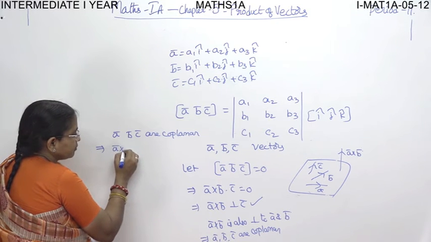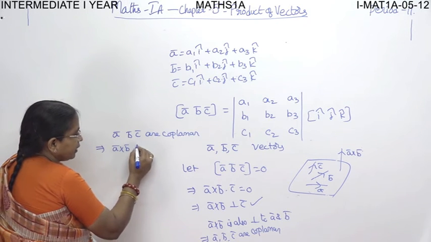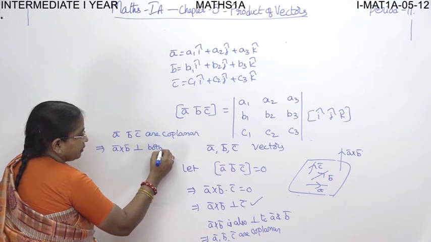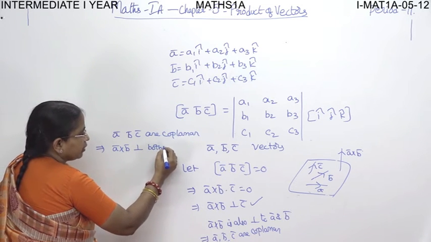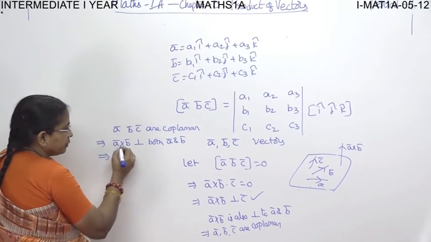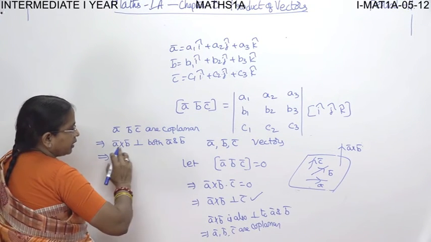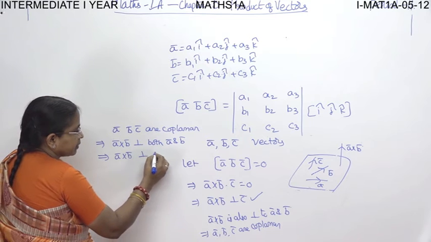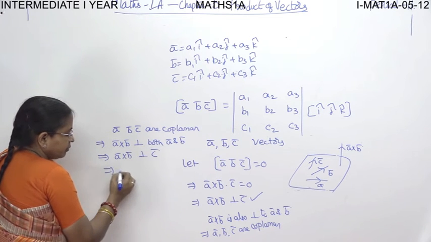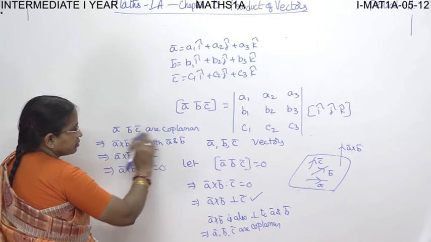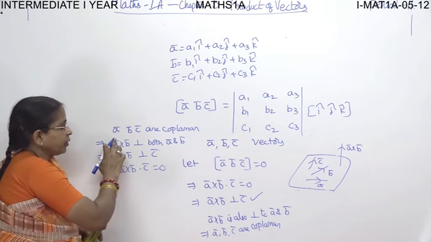Now A cross B is perpendicular to both A and B. We know that A cross B is perpendicular to both A and B. So this also implies that because A, B, C are in the same plane, A cross B is also perpendicular to C. So that means A cross B dot C is equal to 0. So like this we prove the other part of it.